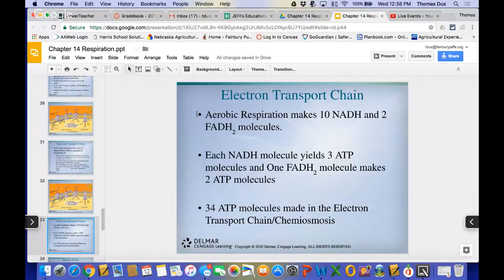I meant, sorry, 3 times 10, my bad. 30 times 10 is... Great. We got 30, and then what is 2 times 10? No. Sorry, what's 2 times 2? 4. Okay. So 34 molecules of ATP are made in the electron transport chain.